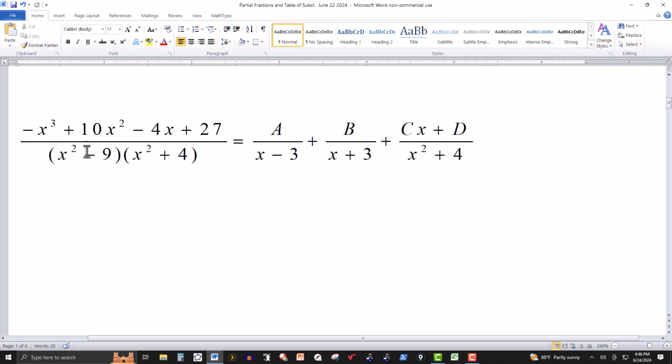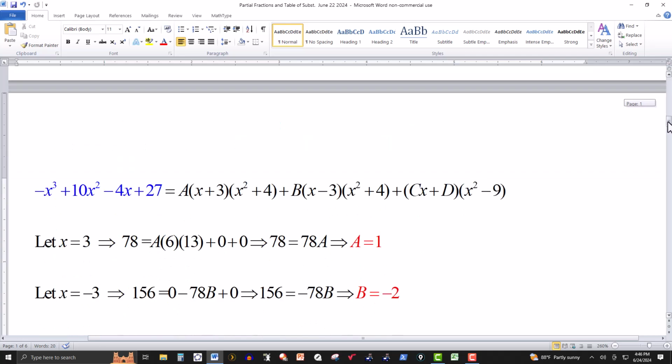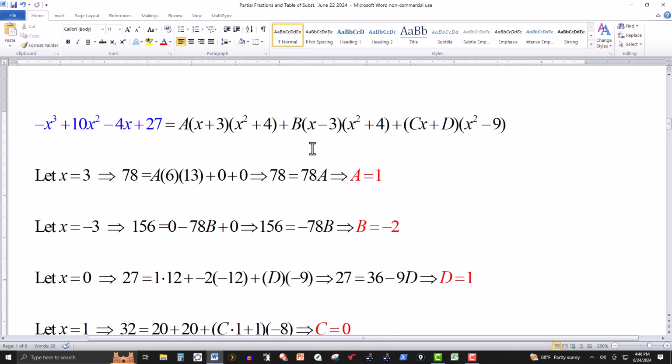If I do that, I'm left with the numerator on the left side. And then on the first term here, the x minus 3 would cancel, and I would be left with x plus 3 times x squared plus 4. Do the basic algebra there. And this is what it looks like. Multiplying both sides by the least common denominator, this is what it winds up with.